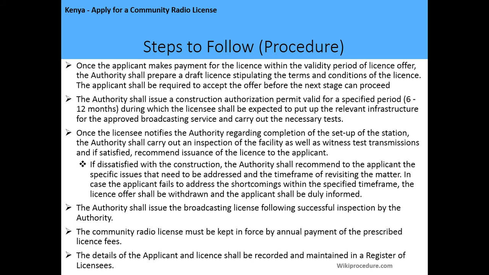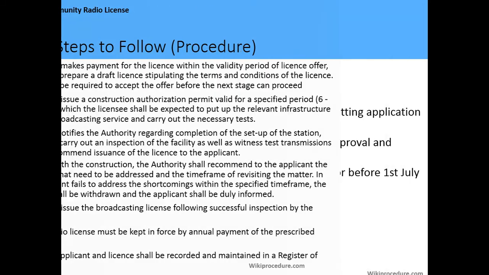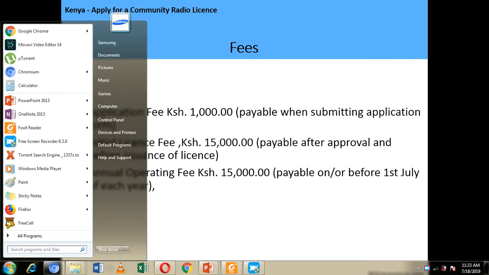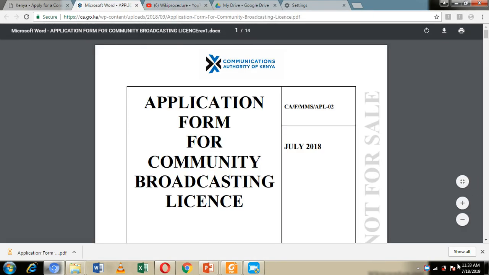So the authority shall issue the broadcasting license following successful inspection by the authority, and the communication radio license must be kept in force by annual payment of the prescribed license fees. The details of the applicant and the license shall be recorded and maintained in the registrar of licenses. So before we move on, let's take a quick look at how this application form looks like.